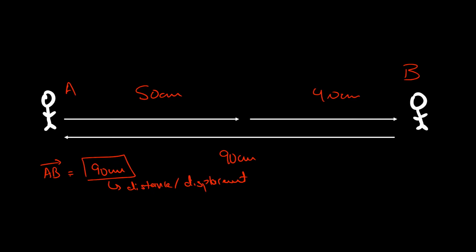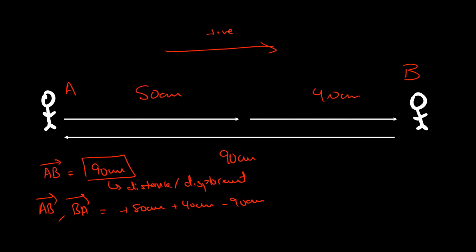Now, however, if I were to talk about A to B and then B to A back, what we're looking at is positive 50 centimeter, then positive 40 centimeter, but minus 90 centimeter as well. Because remember, displacement is a vector. So if I'm taking this direction as positive, I have to take this direction as negative. And therefore, this makes the displacement as 0 centimeter mathematically as well.